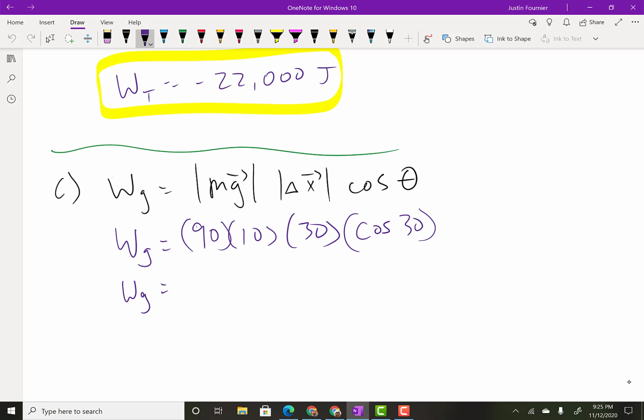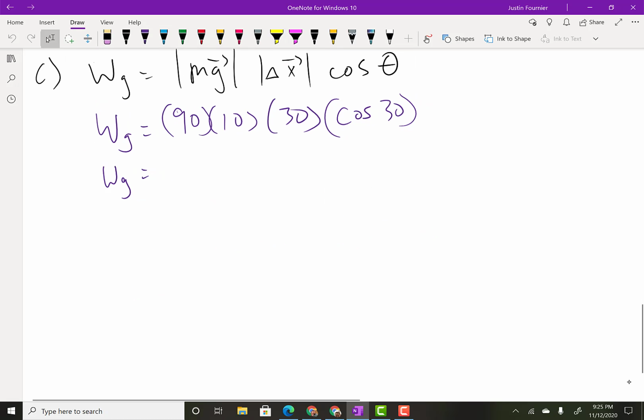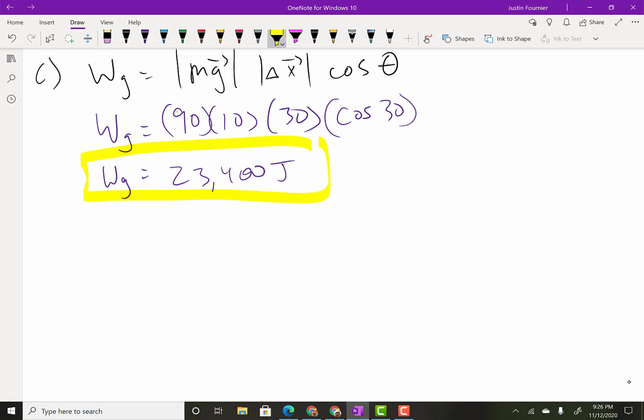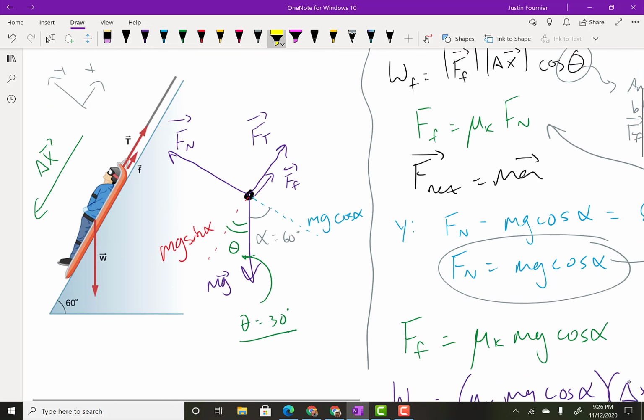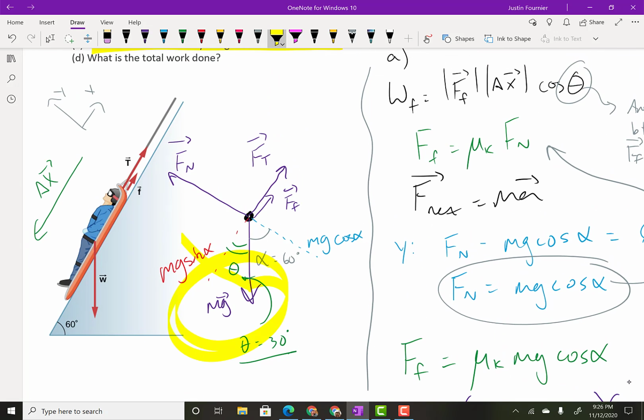And I'm getting 23,400 joules. There you go. I think that's right. And it's positive. The work done is positive because part of the weight is pointing in the same direction as the displacement.